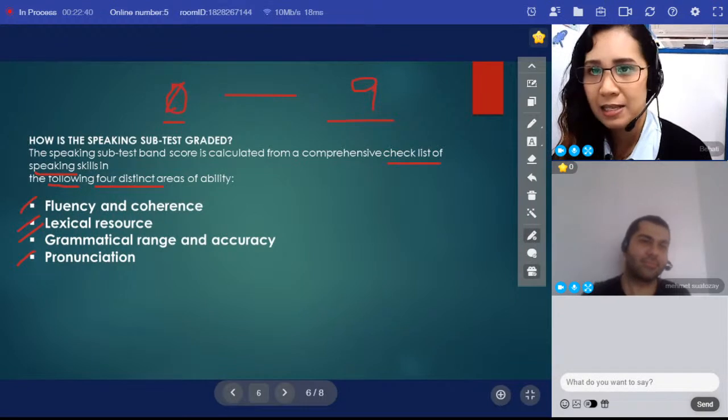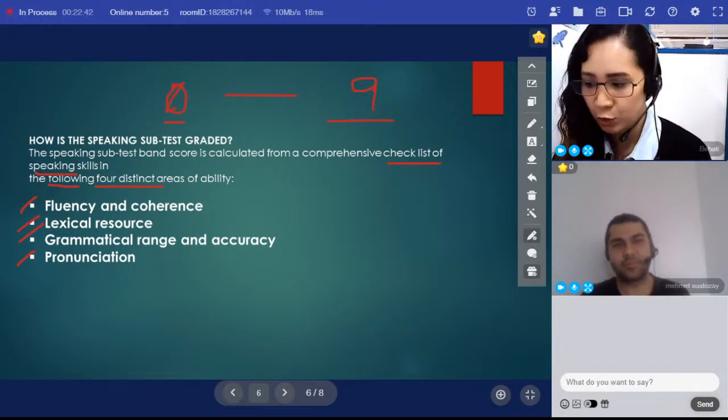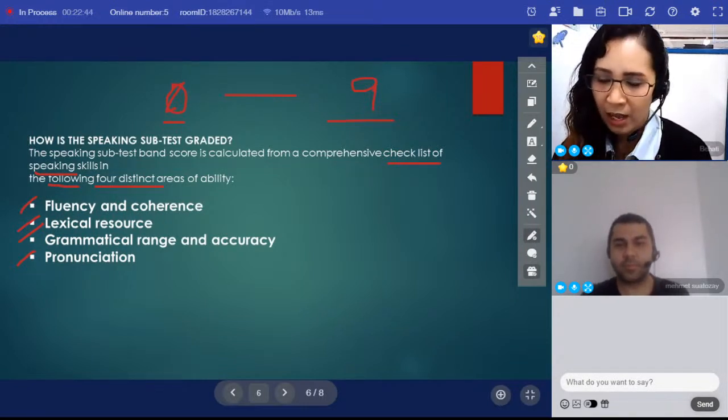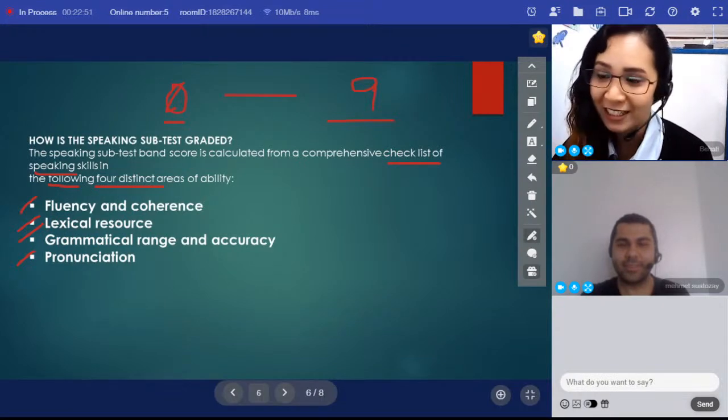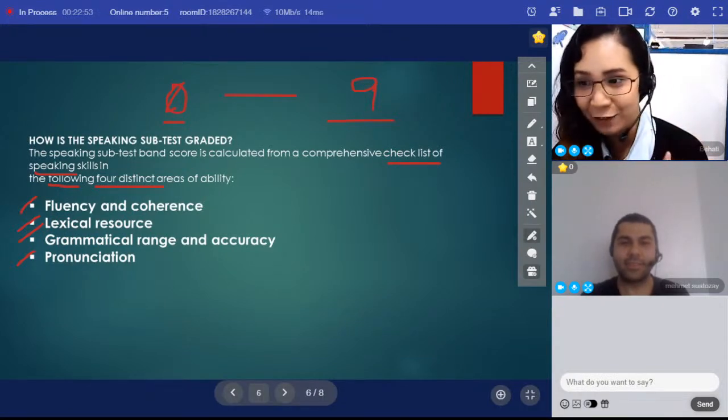For example, I ask you again the question, would you like to ride a bike? You said, yes, I like to ride a bike. Ah, no, shifting. Or there is a lack of organization. It'll affect your fluency and coherence score.